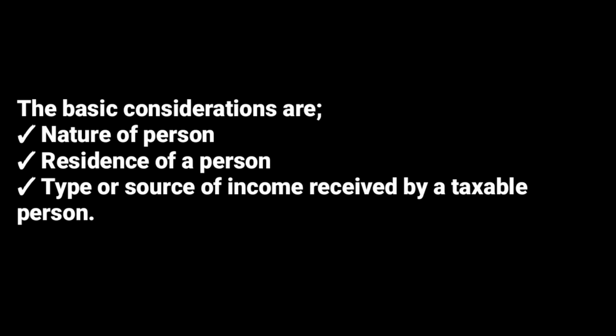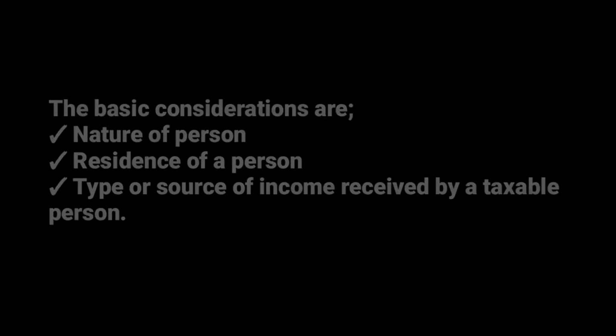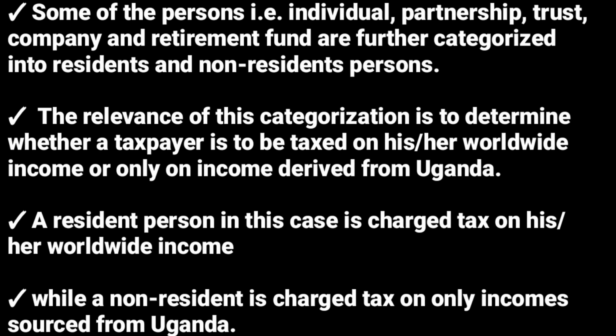And in our previous video, we said a taxable person refers to a person as defined under the Income Tax Act. And a person can be an individual, a partnership, a trustee, a company, a retirement fund, government, political subdivision of government, and lastly, a person can be a listed institution. But some of the persons identified above, for example, an individual, a partnership, a trustee, company, retirement fund, are further categorized into residents and non-residents persons.